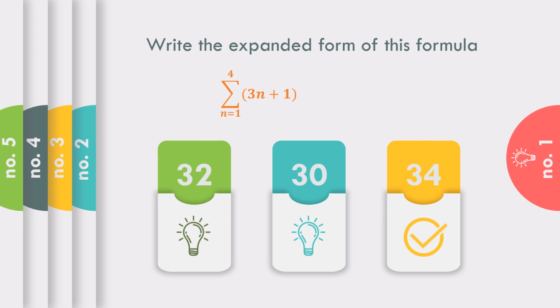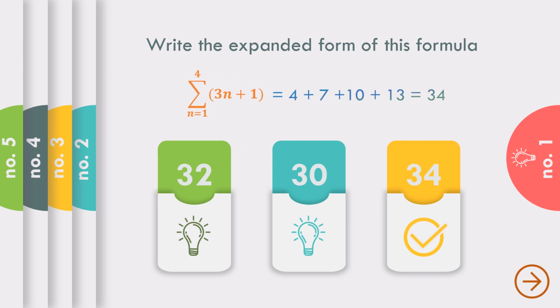How to get 34? If we replace the value of n by 1 up to 4, the first term is 4, the second term is 7, the third term is 10, the fourth term is 13. So total, all in all, that is equal to 34.